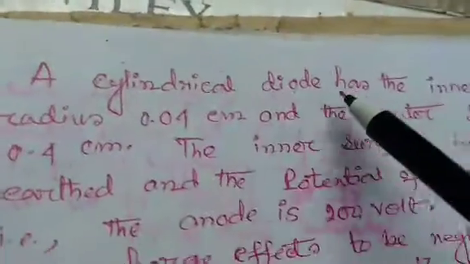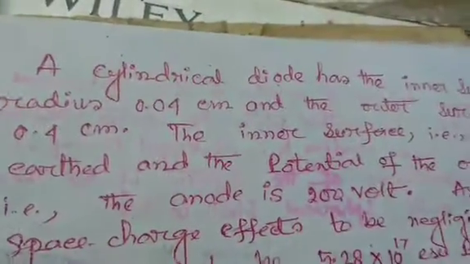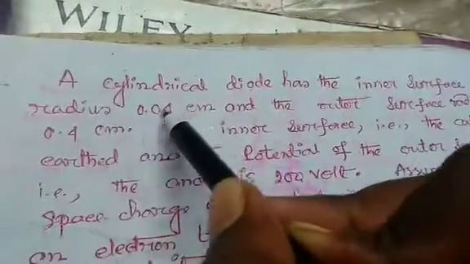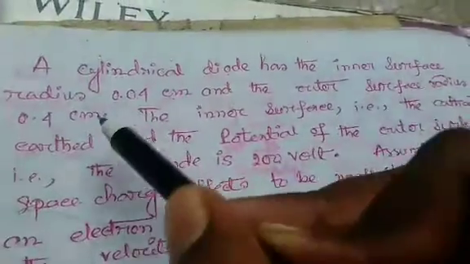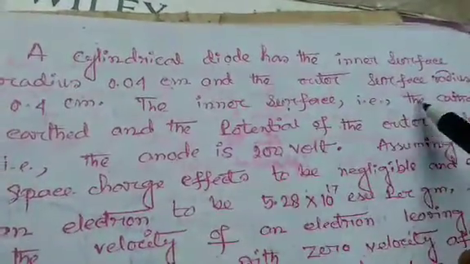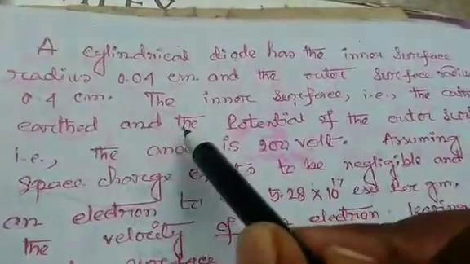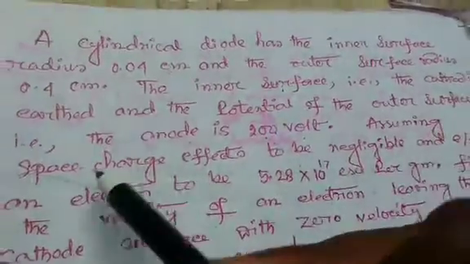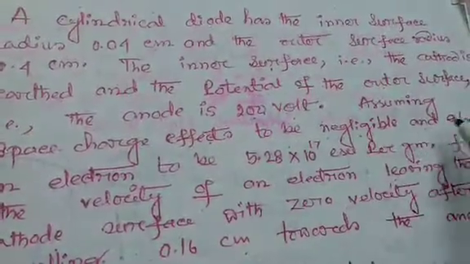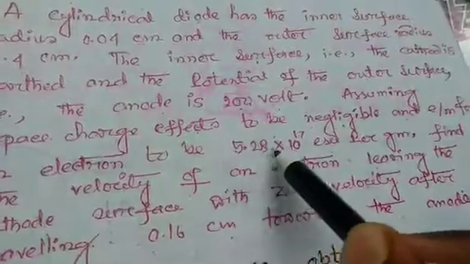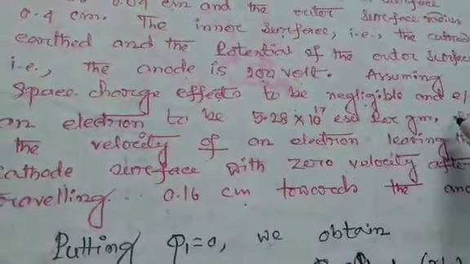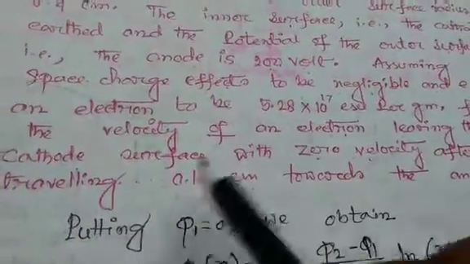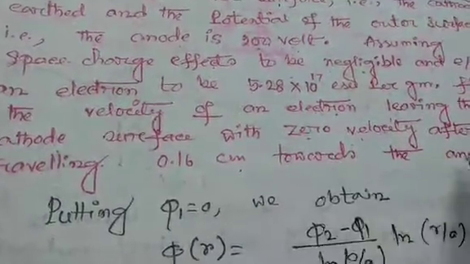A cylindrical diode has the inner surface radius 0.04 centimeter and the outer surface radius 0.4 centimeter. The inner surface, that is the cathode, is earth, and the potential of the outer surface, that is the anode, is 200 volt. Assuming space charge effects to be negligible and e by m for an electron to be 5.28 into 10 to the power 17 ESU per gram, find the velocity of an electron leaving the cathode surface with zero velocity after traveling 0.16 centimeter towards the anode.